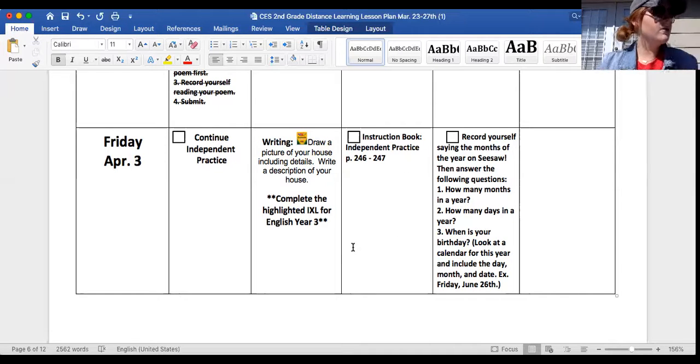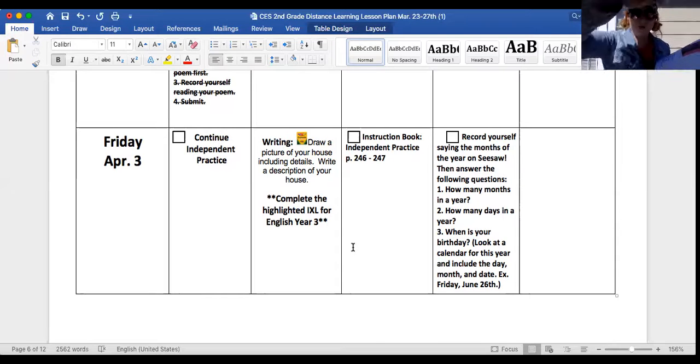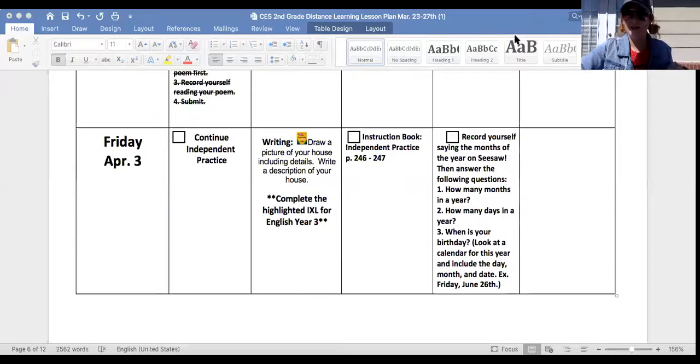All right, so let's go ahead and look at the reading. Pages 250 through 255. All right. I'm going to stop just for a minute. Okay, I am back. All right, you should be seeing the passage on page 250.